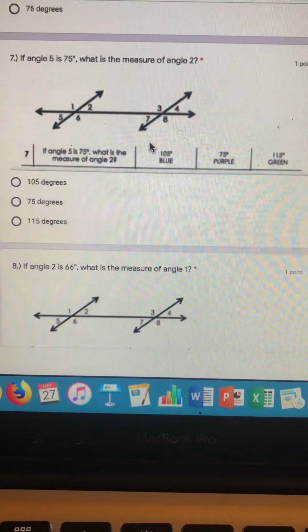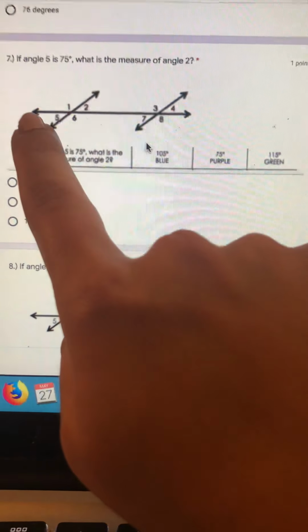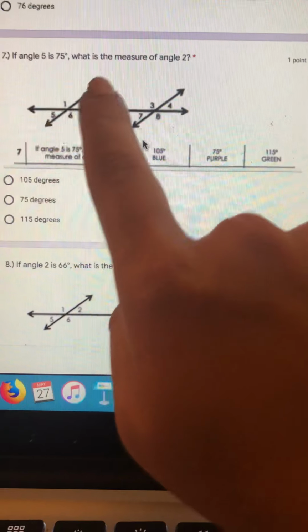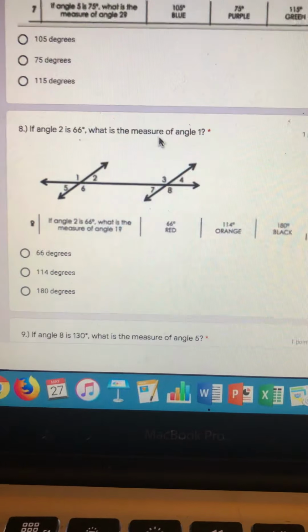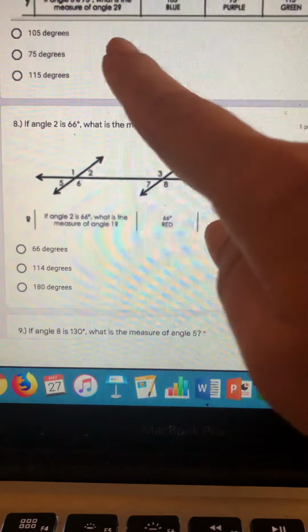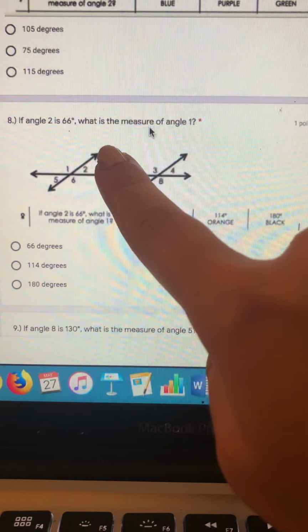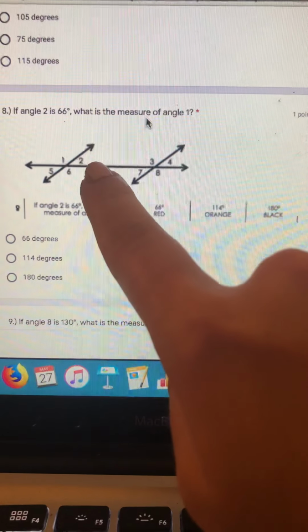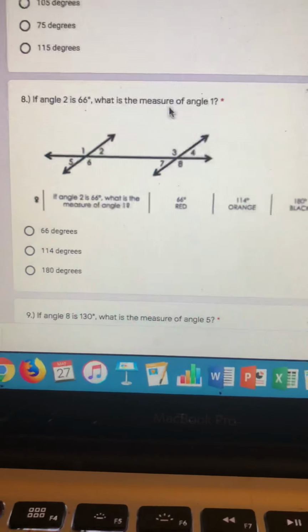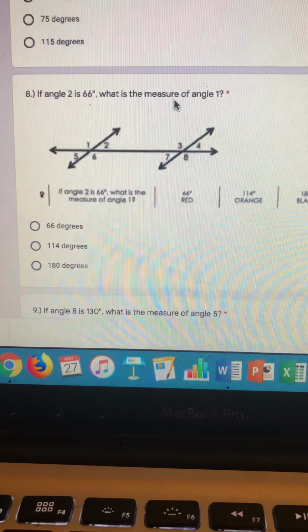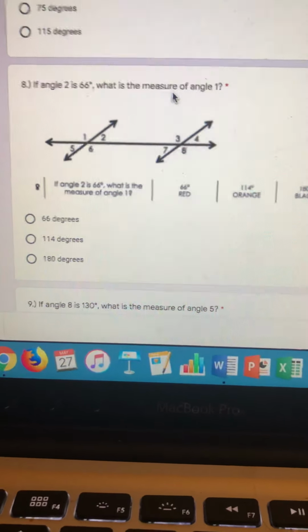All right, 7. If angle 5, that's this angle here, is 75, then what's the angle measure of 2? You guys should know this for sure. We focused on this last week as well as this week, the relationship between 5 and 2. Okay, if angle 2 is 66, then what is the angle measure of 1? Now these two angles are next to each other, they form a straight line, so I think those would be supplementary. So you're going to have to do a little work for that one to figure it out.